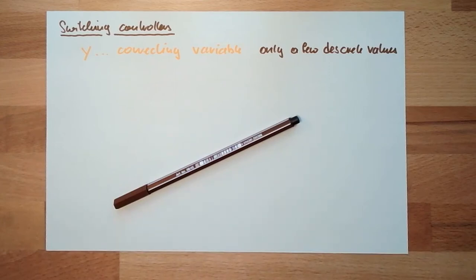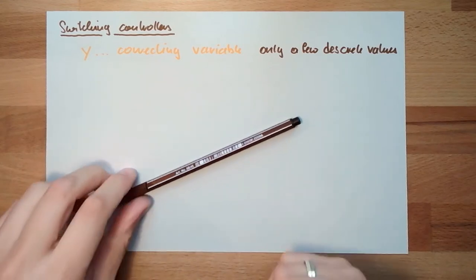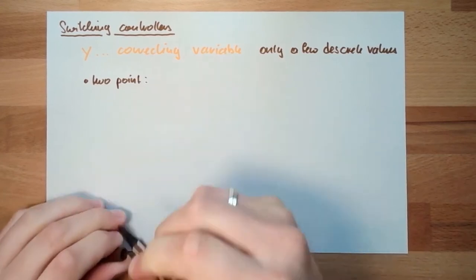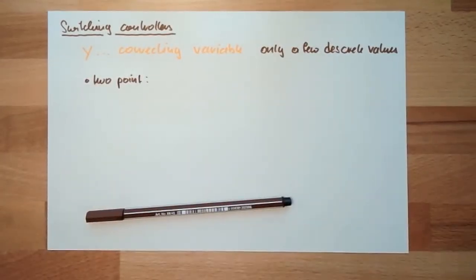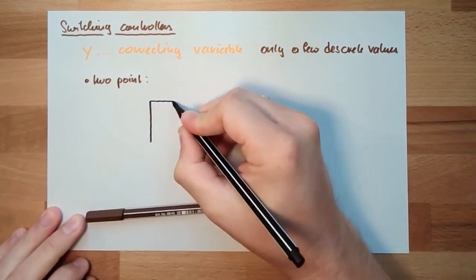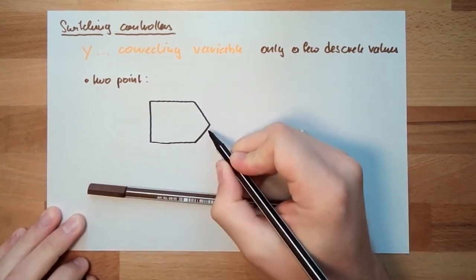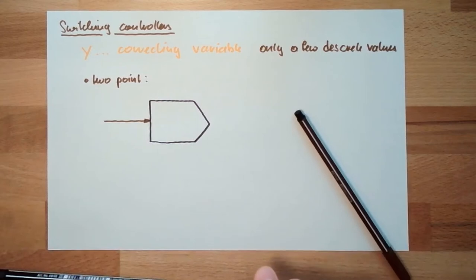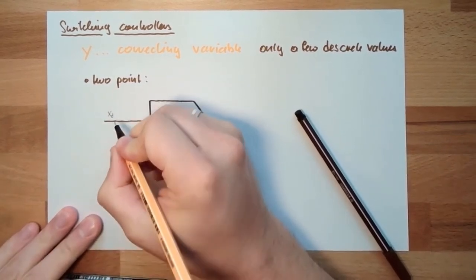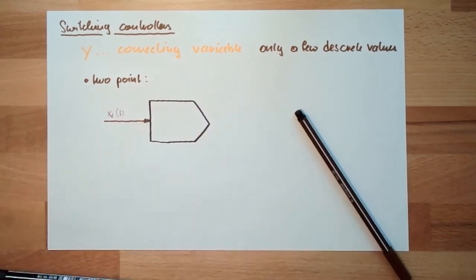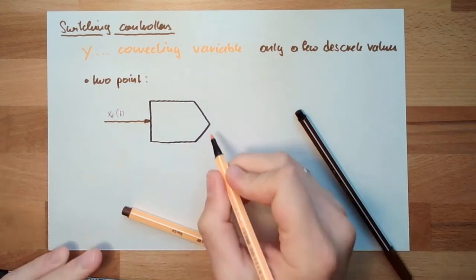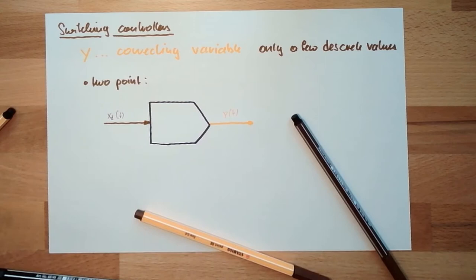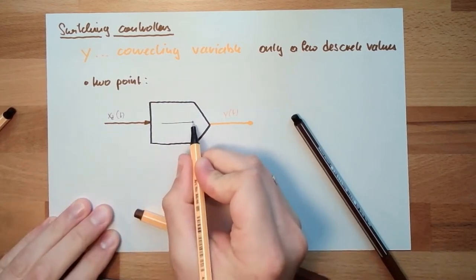Let's have a look at the different types of switching controllers. So there's a two-point controller. One example is a two-point controller. Here, this is the transfer element, if you want to call it that way. Here the controller difference XD kicks in. And out, there is, of course, the correcting variable, like always in controllers. And inside here, we do have the following behavior.